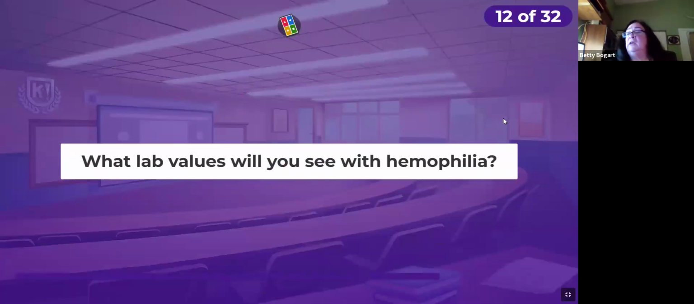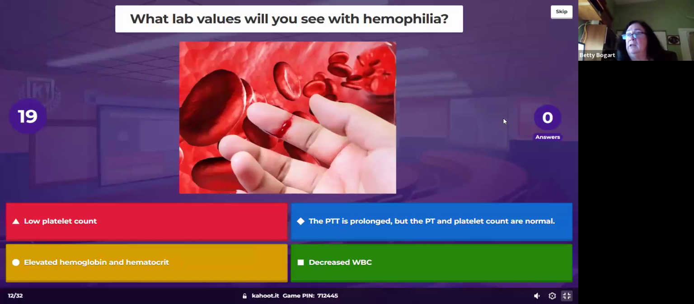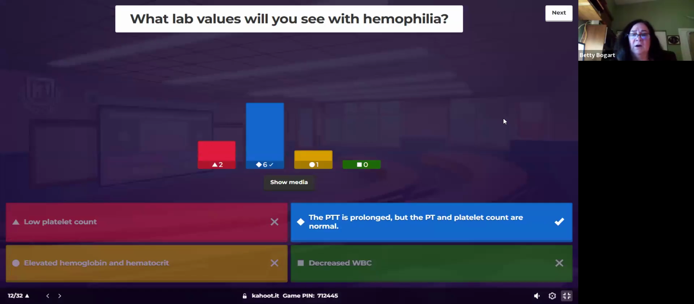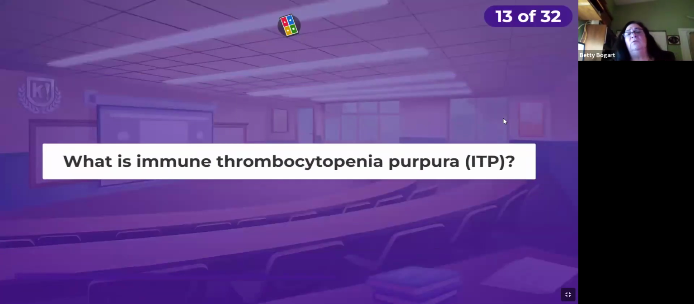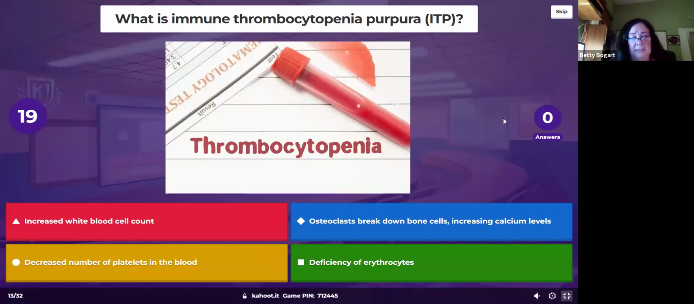What lab values will you see with hemophilia? How do you know you have hemophilia? What did I tell you? As I said, you don't get those factor 8, factor 9 things back. Those are a specialty lab, as they used to call them. Take about a week. Can you wait? Kids got hemophilia. So what we see is a prolonged PTT, and the PT and platelets are normal. So this is giving you a good clue to what is going on. What is immune thrombocytopenia purpura? ITP.